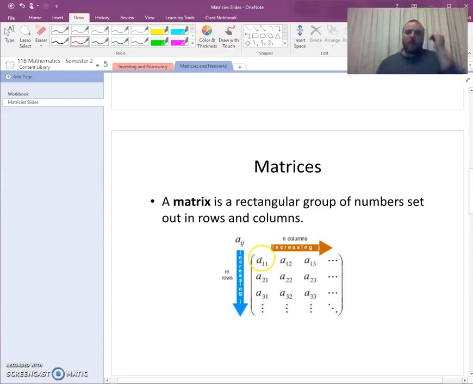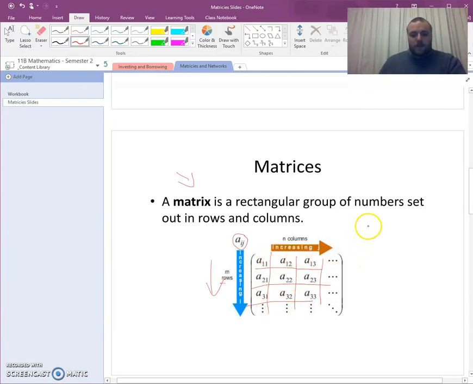So, a bit more of a clear explanation. The matrix is a rectangular group of numbers set out in columns and rows. We just saw that before. This Aij is one of the elements. We'll talk about elements in a moment. But we've got the rows running across, just like as if you were seeing in a table. So, a set of rows. And we've also got a set of columns.